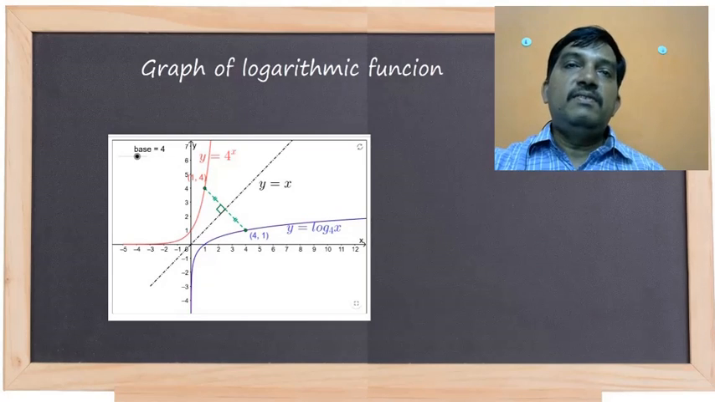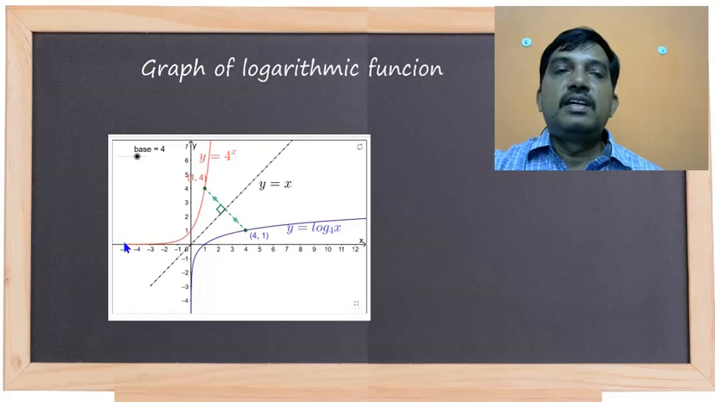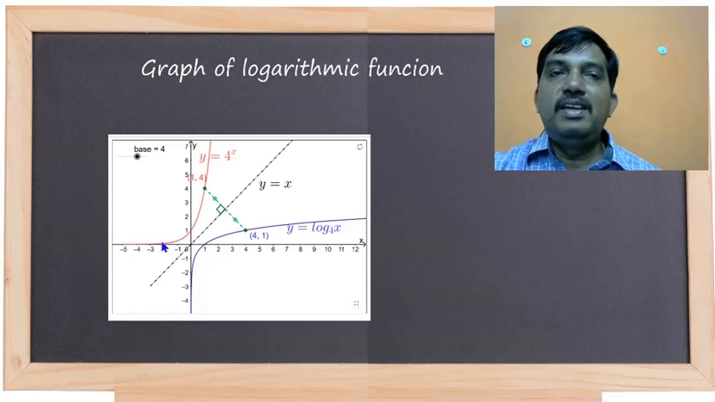Now see the graph of the function. Here I have taken the function y is equal to 4 power x and logarithm of x to the base 4. In the graph of 4 power x, you can observe 4 power 0 is 1, 4 power 1 is 4, 4 squared is 16, 4 power minus 1 is 1 by 4, and the graph will be like this. If you take logarithm of x, which is the inverse of 4 power x, it is logarithm of x to the base 4.